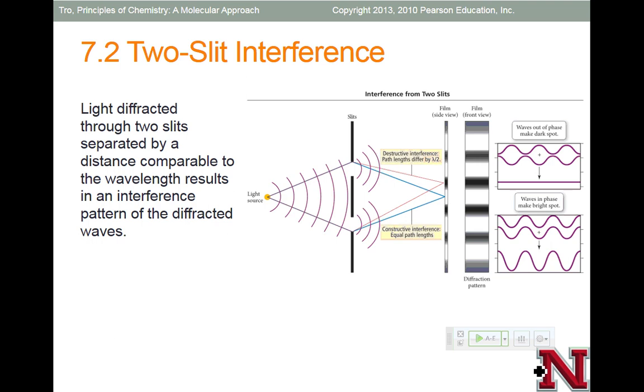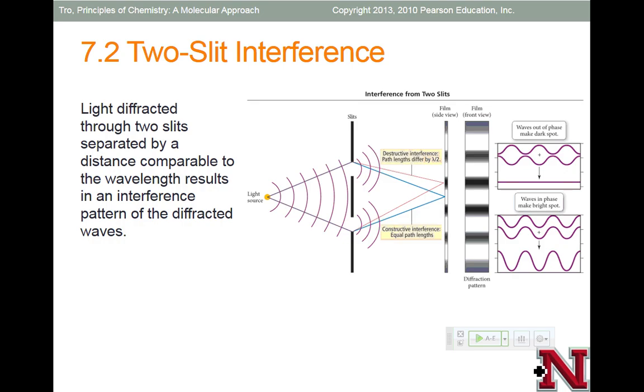So I'm kind of telling a story with these slides, and I don't want to get ahead, because if I get ahead, it's just going to be confusing. So I'm trying to build up to the experimentation we did to actually define what's happening. And what you have to realize is when we're talking at the really, really small scale, that's what we're looking at. So light diffracts through two slits separated by a distance.